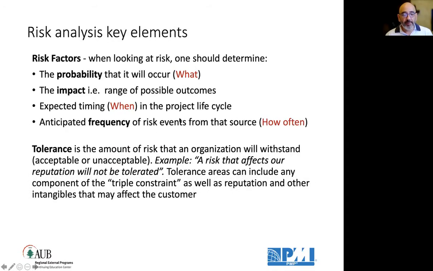The factors that impact risks are the probability that the risk will occur, the impact or range of possible outcomes, and the expected timing of when in the project lifecycle this risk might happen, and the frequency, every 300, 400 kilometers, for example. Tolerance is the amount of risk that your organization will withstand. Example, a risk that affects our reputation will not be tolerated. Any risks impacting our client satisfaction will not be tolerated. So tolerance areas can include, for example, the triple constraints.